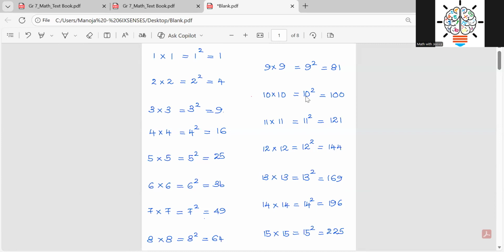Children, why do I ask you to write it like this? On the exam day, you don't want to multiply to get the values. When you have the question, if you are talking about the square of 13, straight away you should be able to write 169. No need to multiply and check whether it is correct or not.